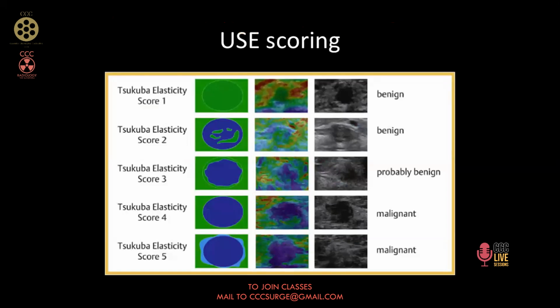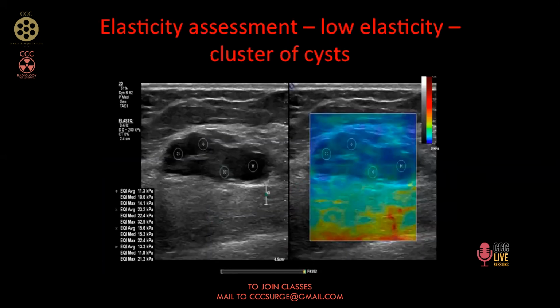You have the classifications. What are the indications of elastogram, sir? As I said, it is for BIRADS 3 and BIRADS 4 lesions. If it is clear-cut malignant or if it is clear-cut benign, you can only add it for trial reasons. But routinely, you should not be adding an elastogram. Clear?